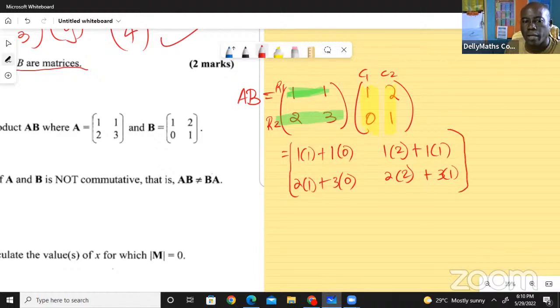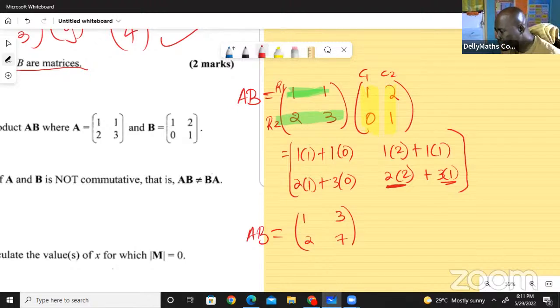From this, we're going to put it together. 1 times 1 is 1 plus 0 here, still 1. 2 times 1 is 2 plus 1, 3. 2 times 2. 2 times 1 here is 2 plus 0, still 2. 4 plus 3, 7. There it is. That's the matrix product AB.